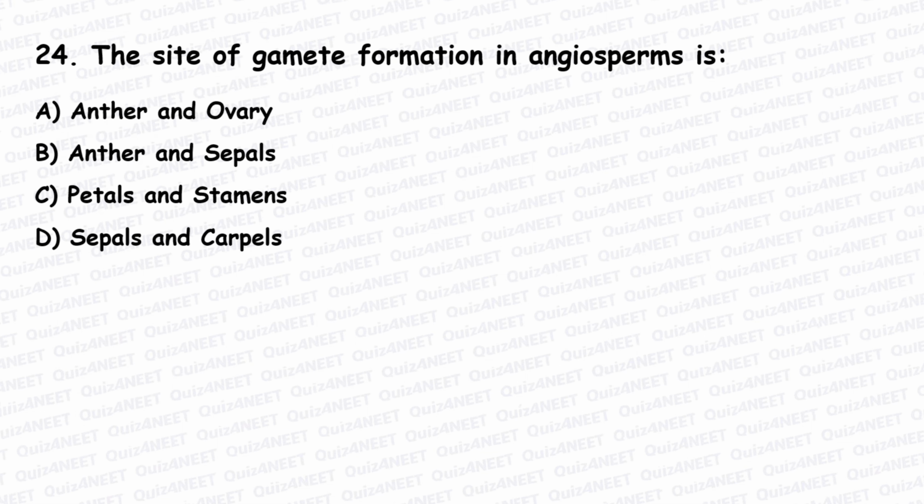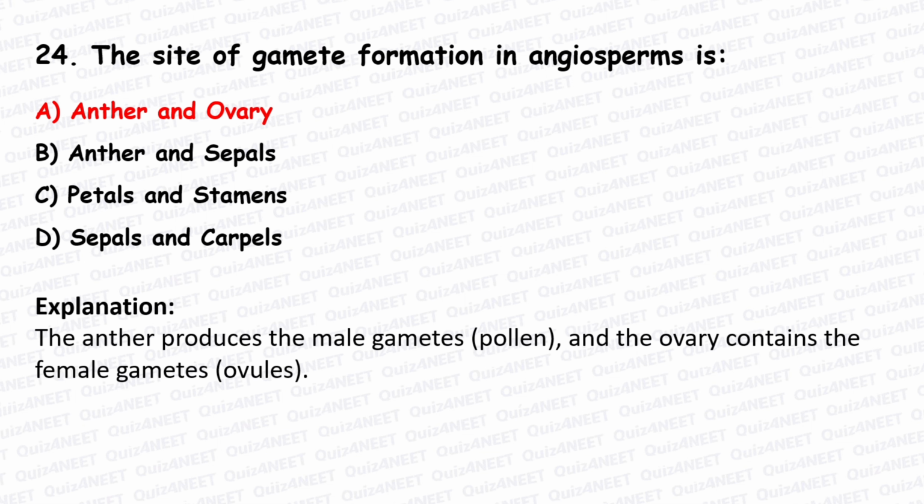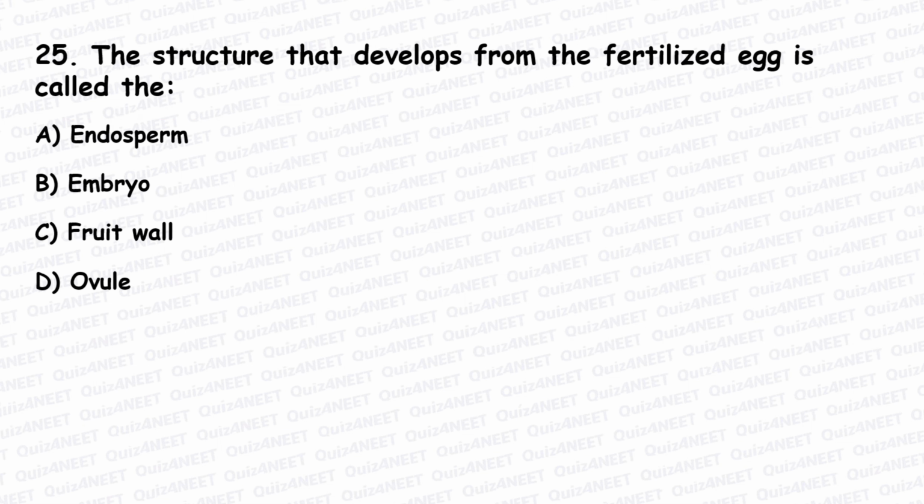24. The site of gamete formation in angiosperms is A. Anther and ovary, B. Anther and sepals, C. Petals and stamens, D. Sepals and carpels. The right answer is A. Anther and ovary. Explanation: In angiosperms, male gametes are formed in the anther, while female gametes are formed in the ovary.